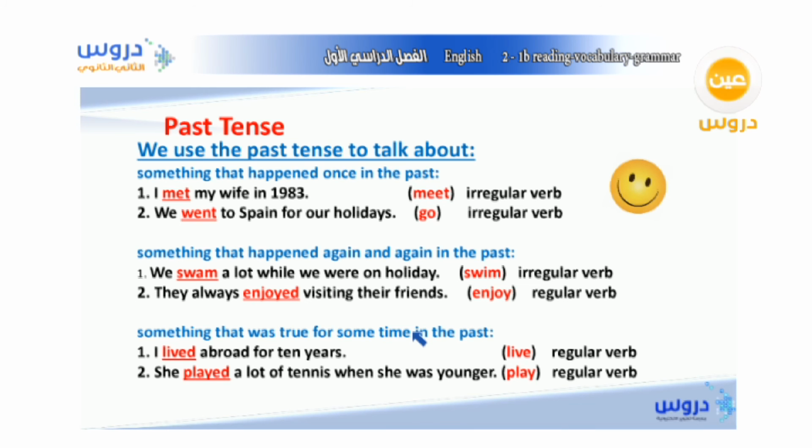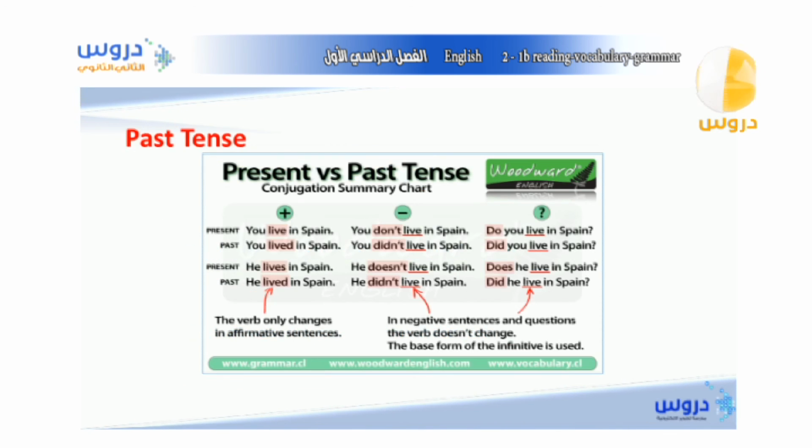Now, it's not true. They say if you drink too much milk, it's not good for you. So you can say another example here. I lived abroad for 10 years. So the verb lived, with the ed, is a regular verb. You lived abroad for 10 years. That was true for some time. You lived in the United States for 10 years. Now this is not true anymore, but for 10 years it was true. She played a lot of tennis when she was younger. So played is a verb in the past and it's a regular verb.